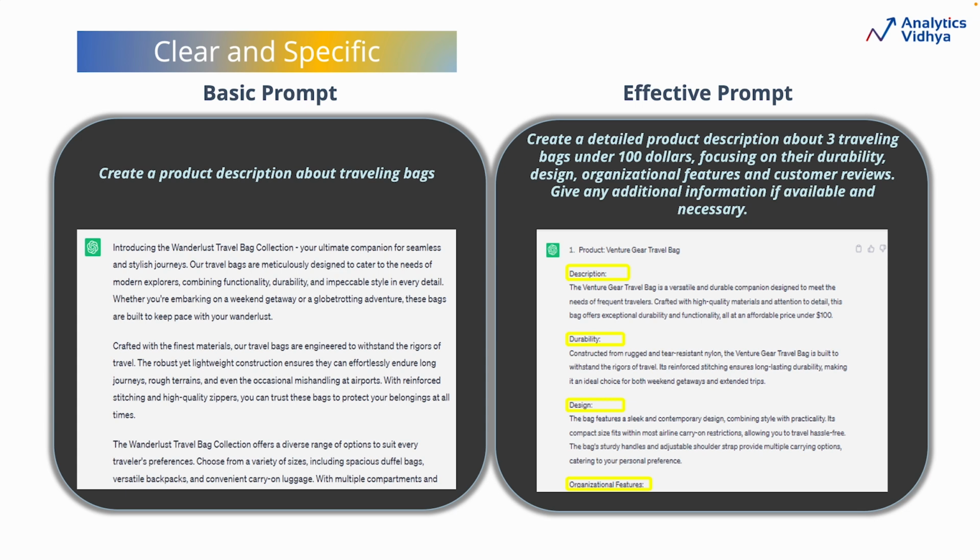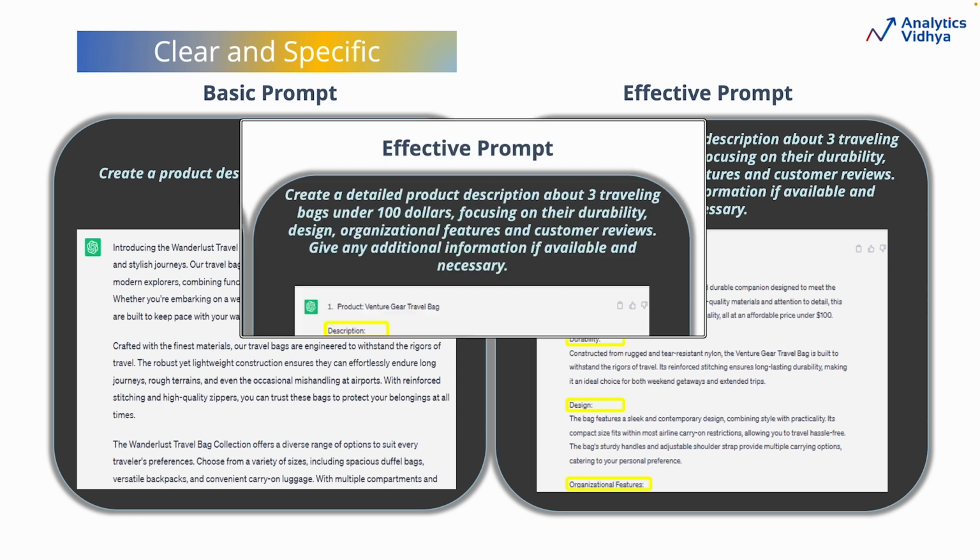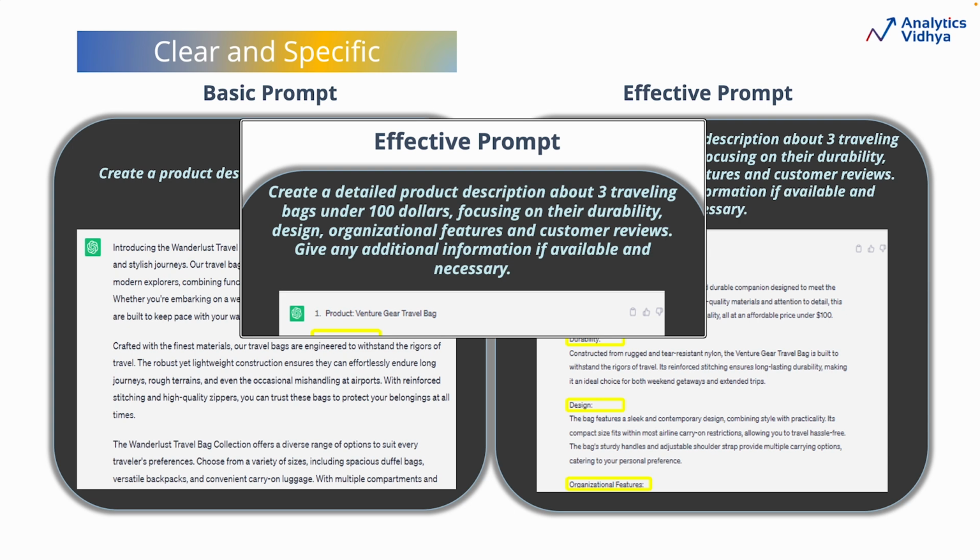To do so, we can write the prompt, create a product description about traveling bags. Or we can improve our prompt by giving clear instructions like this. As we can see in the second prompt, the instructions are clear and specific. The prompt is also detailed and asks for information about its features. It is also setting a budget to narrow down the responses. This would allow the model to generate a thorough response and meet the intended purpose.